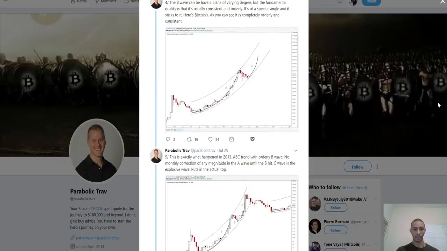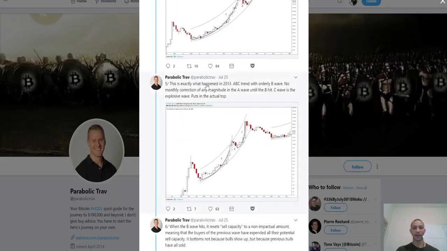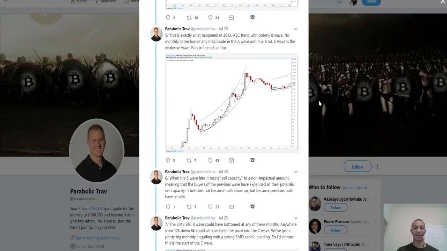So next up, number five. This is exactly what happened in 2013. ABC trend with orderly B wave. No monthly correction of any magnitude in the A wave until the B hit. C wave is the explosive wave, puts in the actual top.